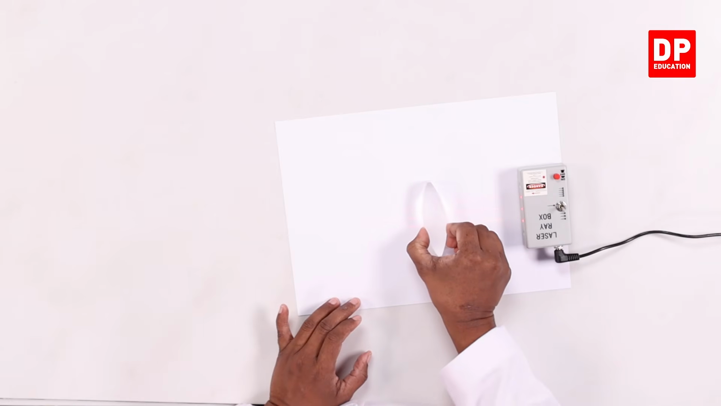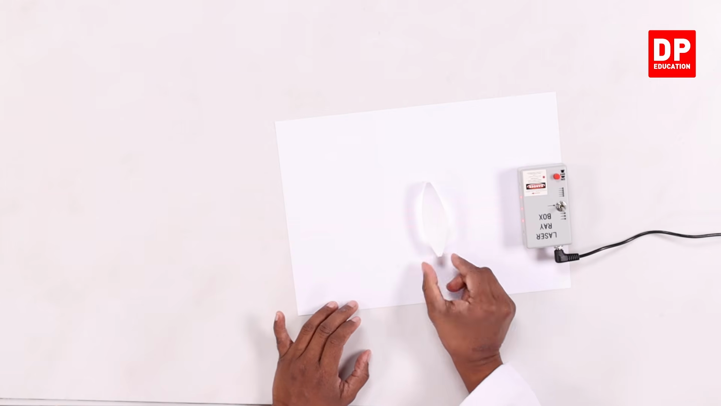So now that we have a parallel beam of light, what I have to do is keep the biconvex lens in between. So the beam passes through the biconvex lens and you can see what happens here.